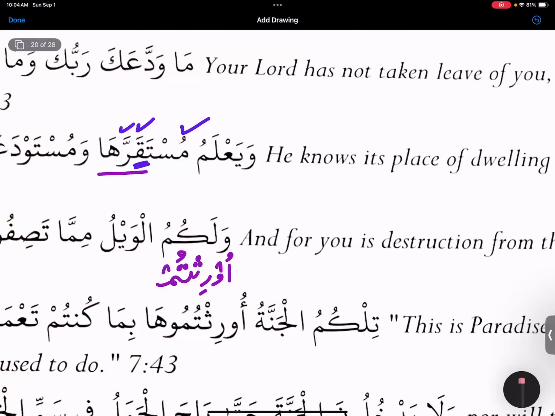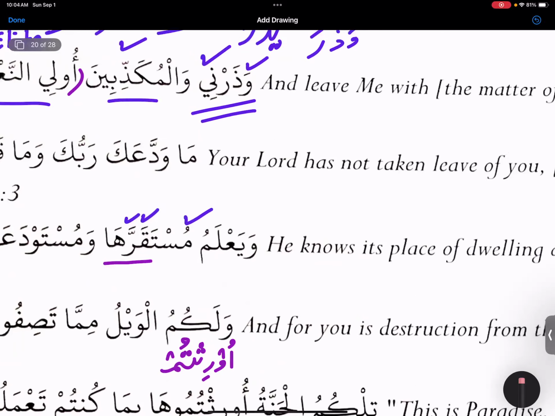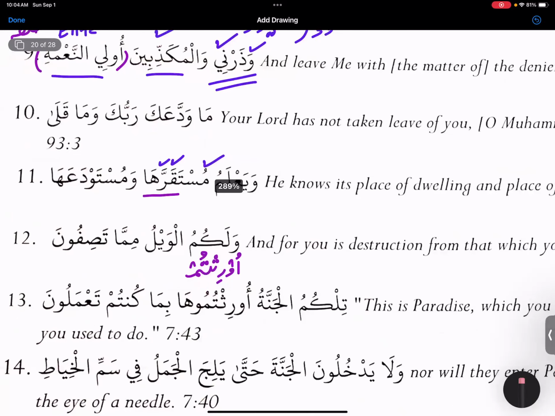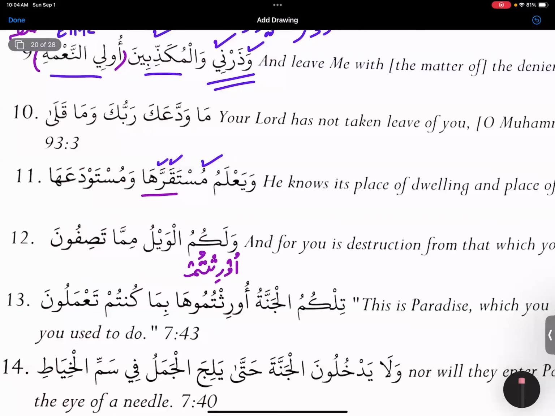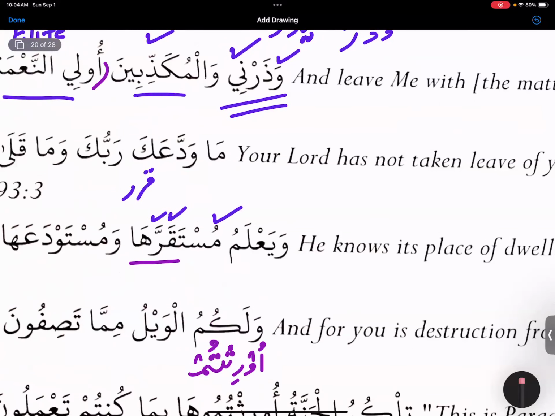What is the root here? Kaf ra ra, yes. Mustaqarra. So the ayn kalima will be ra. If it is ism maf'ul, what will be the ayn kalima for this? Ayn kalima is kaf ra ra, right? But what about the ha? This ha is maf'ul bihi, a dash pronoun. Qarara, okay.